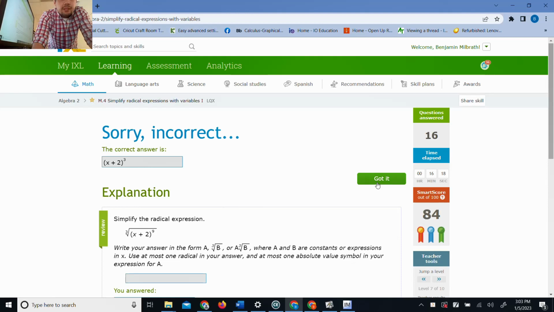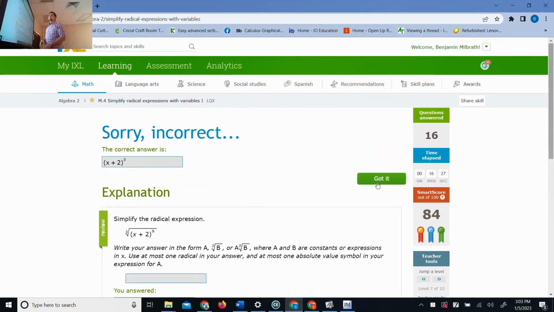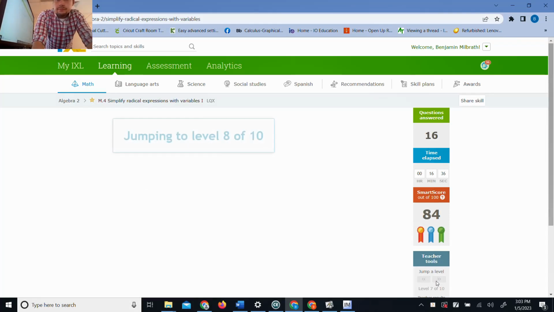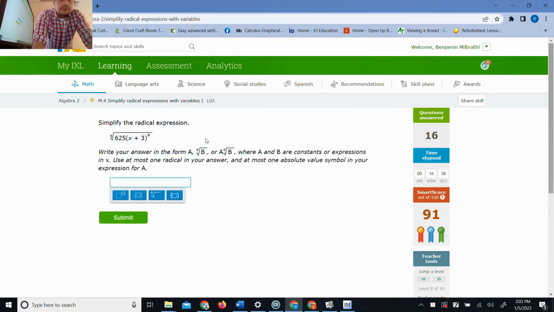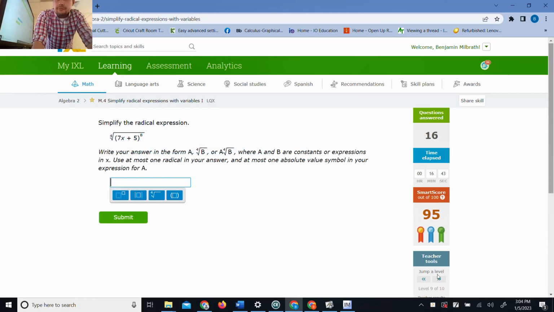Yep, missed it. So why did I just miss that problem? I can't write on this, but I missed that problem because it was an odd root, and it's okay for odd roots to be negative. Let's see if I can redeem myself. It won't be on that one. It won't be on that one. It would be on this one.